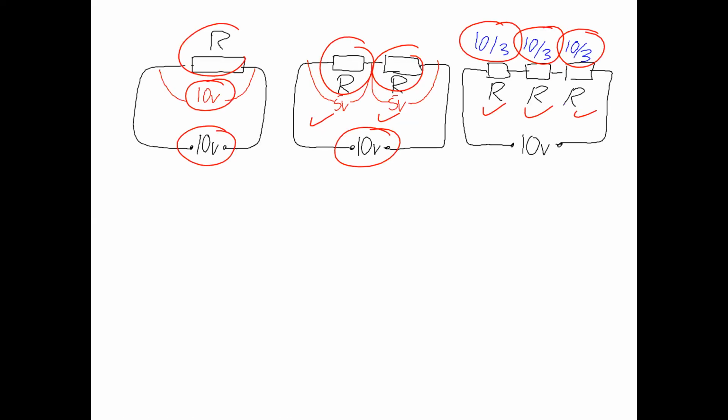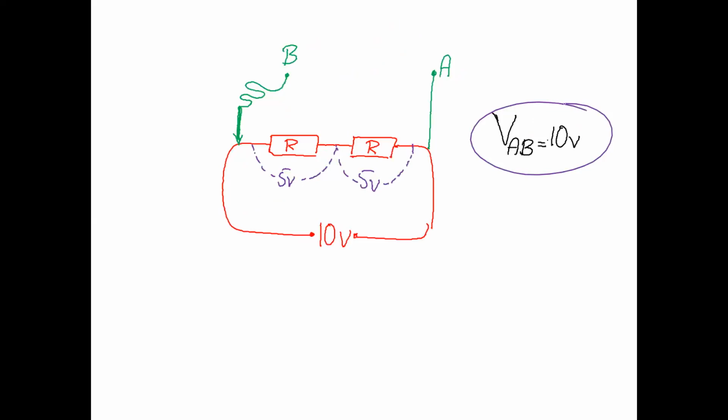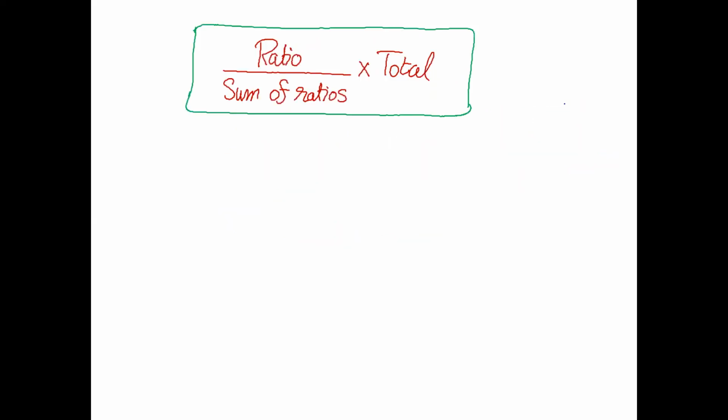In a series, voltage and resistance are directly proportional. Now, potential divider uses this formula. This is coming from O-level maths. This formula is a famous O-level maths formula: ratio upon sum of ratio into total. Now, you have to copy this O-level maths formula to be used here.